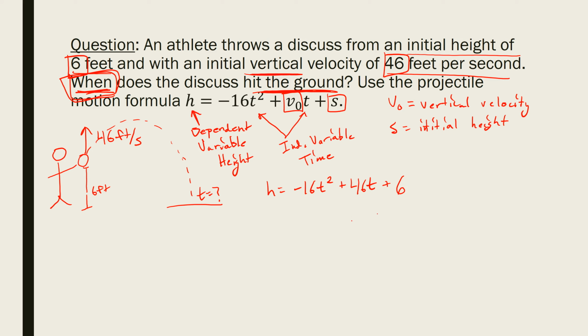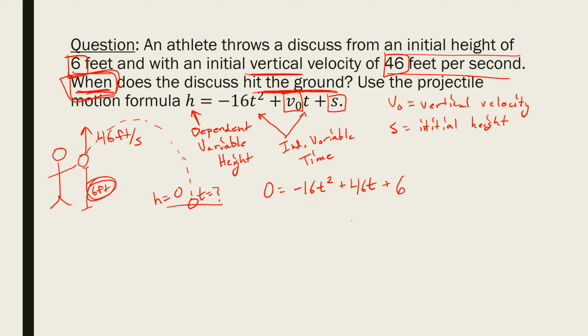Okay, but when does it hit the ground? Now let's think about this. It starts at an initial height of 6 feet, right? What is the height when the disk hits the ground? How far off the ground is it when it hits the ground? Well, that's 0, right? If it's right on the ground, the height is 0. So I'm trying to solve for the t that's going to give me a height of 0.